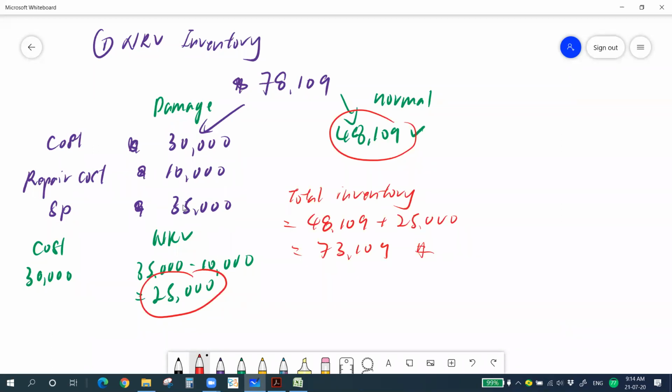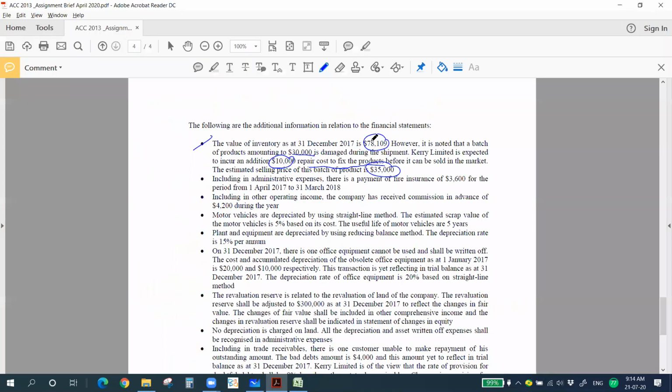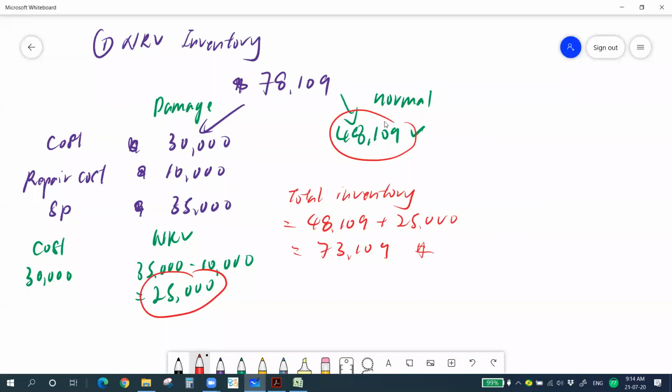So we can do a remark. This one change to 73,109. And this is the working. We can note down this.